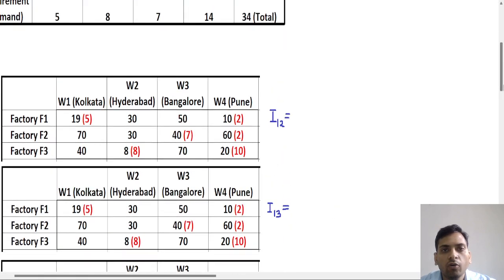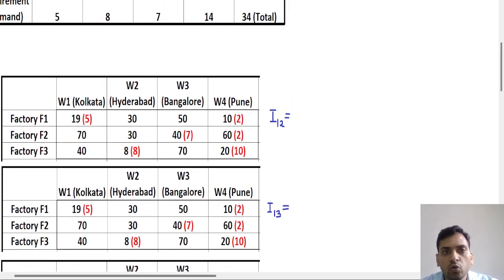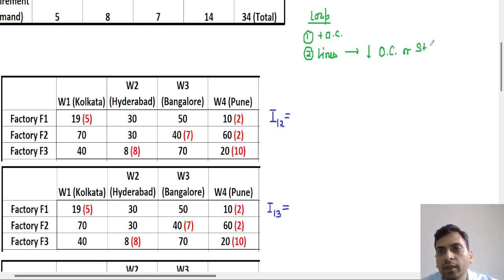Okay, so now how will you find this incremental cost? We will use the loop methodology. So what is the loop methodology? To construct the loop, first we will put a plus symbol on the unoccupied cell, the first task. Then we will draw lines in the horizontal or vertical direction towards occupied cells or the starting point, not diagonally. We do not have to move diagonally.